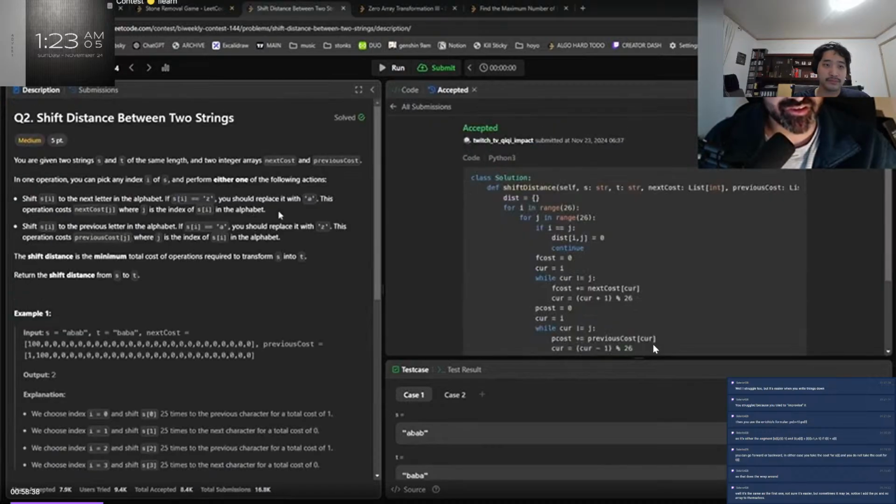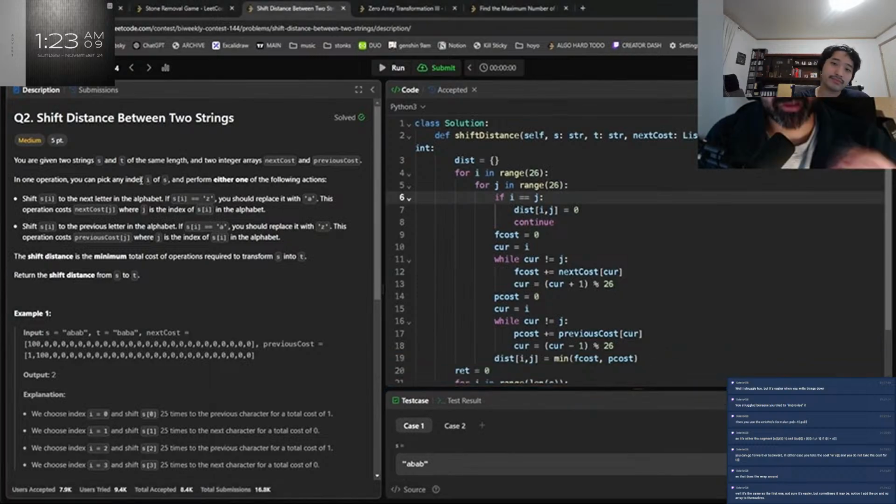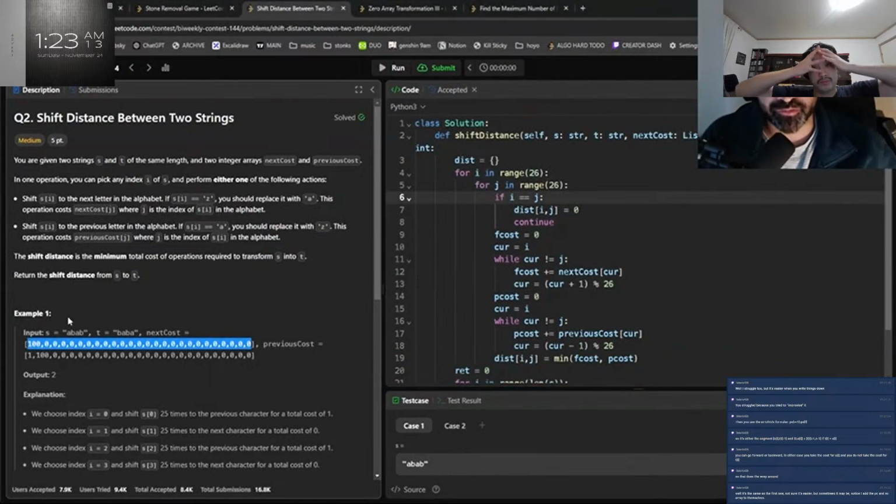Just S&P the same way. Next cost and previous cost. Okay, let me copy the previous code together. And then you can move any character up by going through next cost, or you can move it down by moving through previous cost. You could literally just brute force this thing.